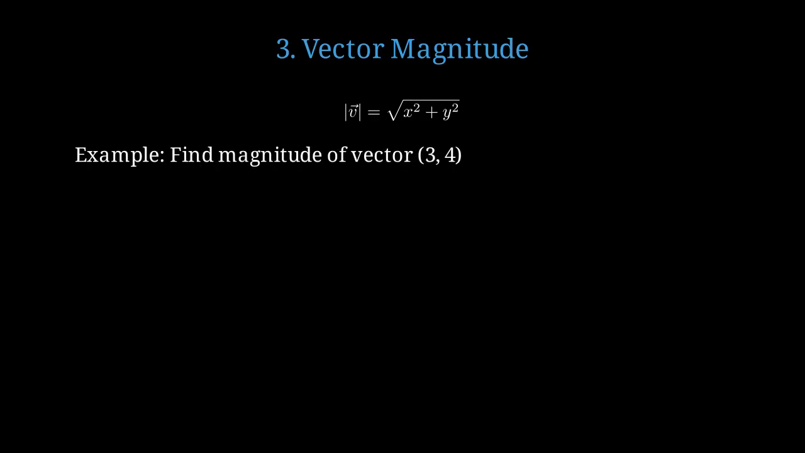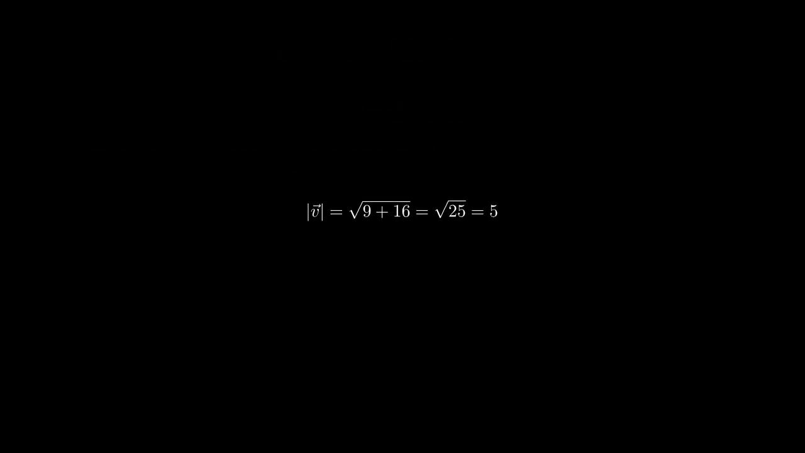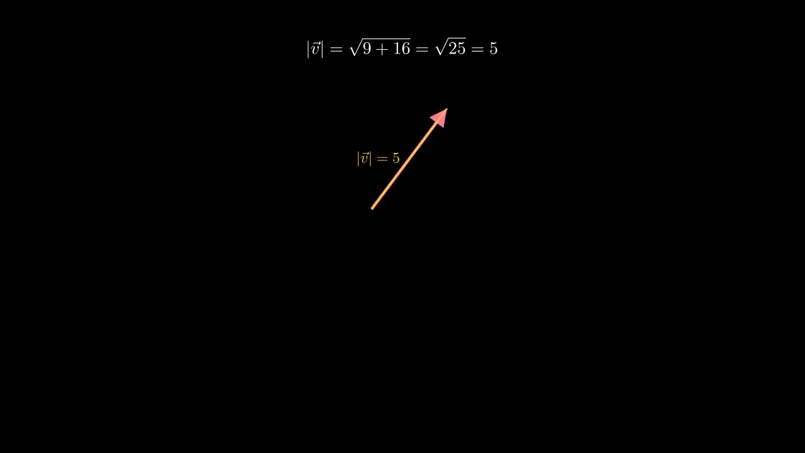The magnitude of a vector tells us its length or size. For a 2D vector with components x and y, the magnitude is the square root of x squared plus y squared. Let's find the magnitude of the vector with components 3 and 4. We calculate the square root of 3 squared plus 4 squared. This equals the square root of 25, which is 5. The magnitude is simply the length of the arrow representing the vector.